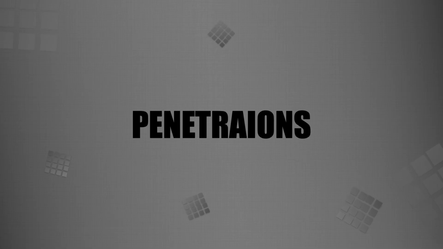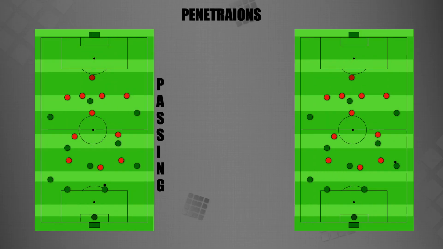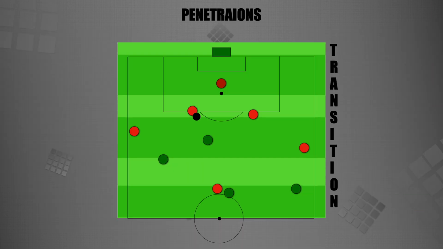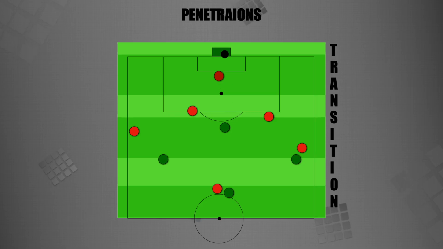We can achieve penetration in 2 main ways. The first one is through passing, playing around, over, or through the opponent's defensive shape. The second way is through dribbling, beating an opponent directly and creating progress with the ball. The easiest and often most dangerous way to penetrate is during the transition from defense to attack. This is exactly why so many coaches are obsessed with transition moments, because the opponent is disorganized and the opportunity to play forward is immediate.